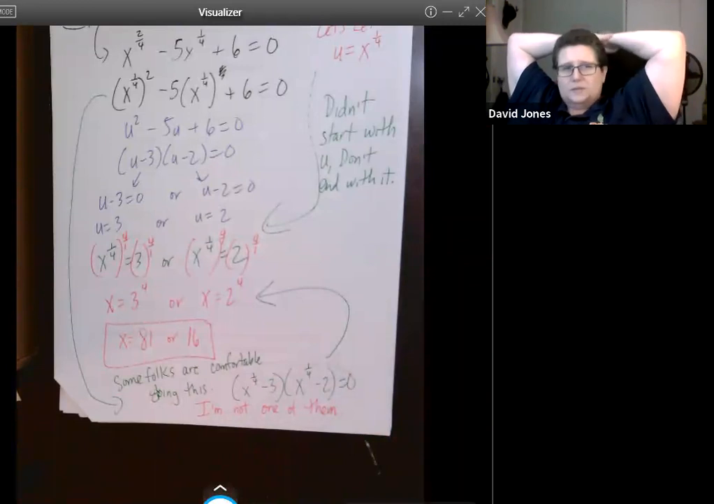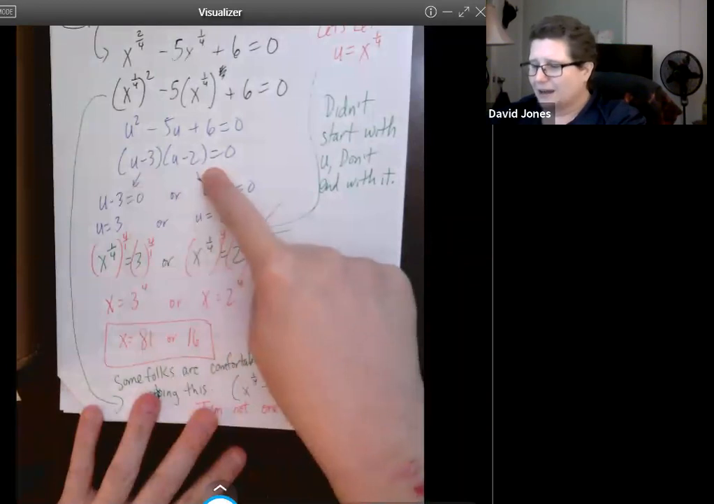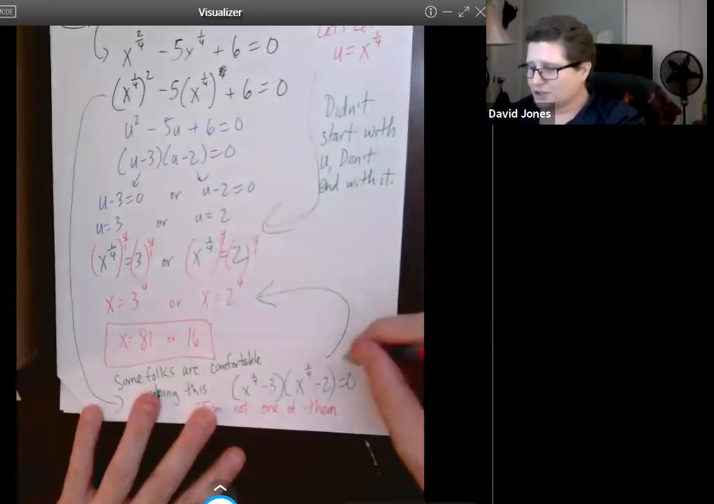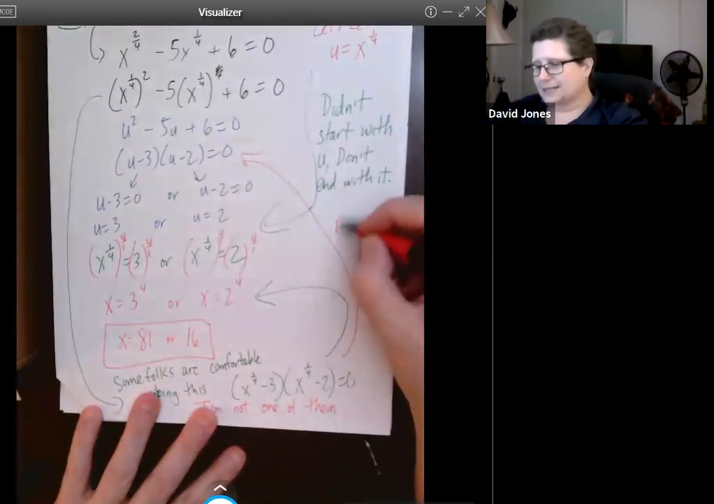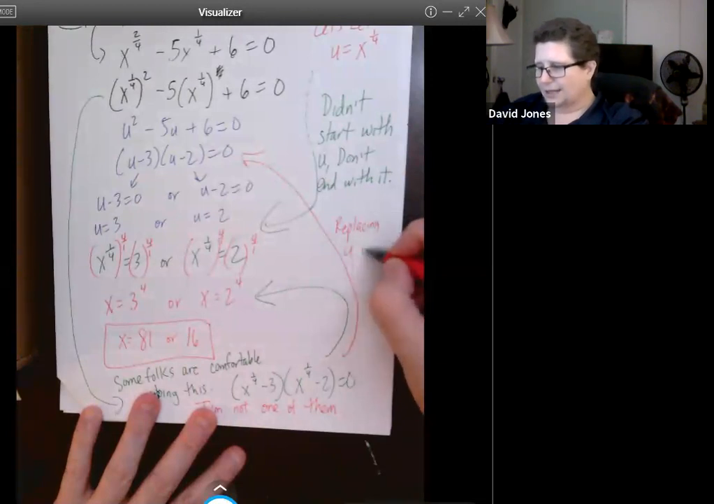I do the u substitution method and then go, okay, well, once I factored here, you could put the x to the 1/4 back in right there. Notice that's just replacing u with x to the 1/4 before solving.